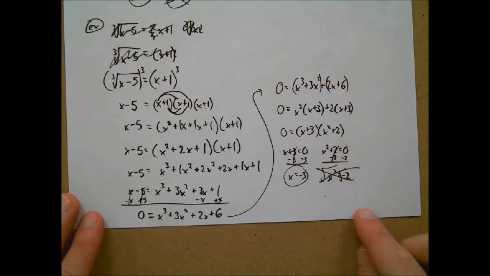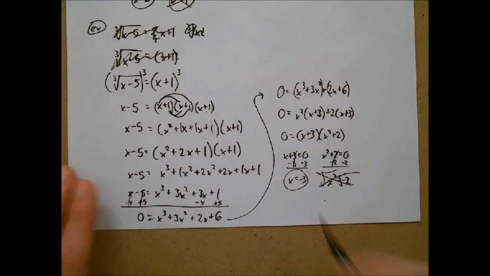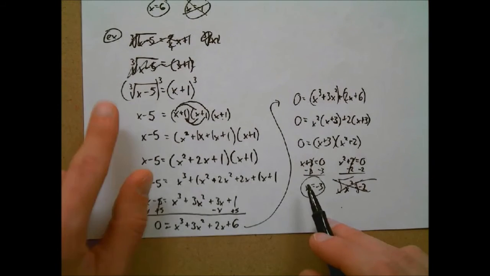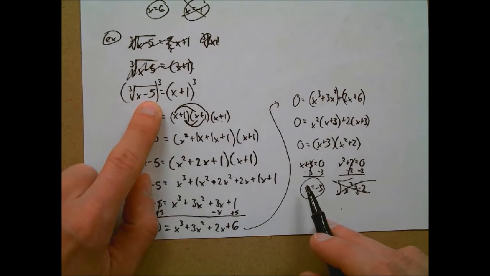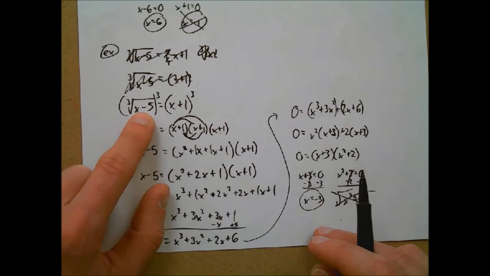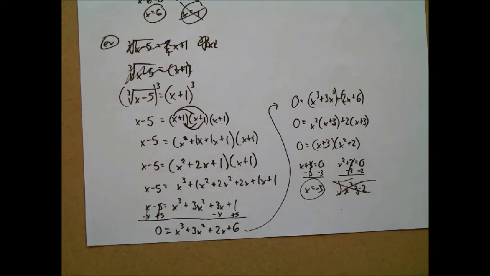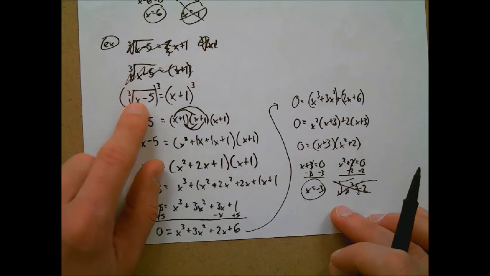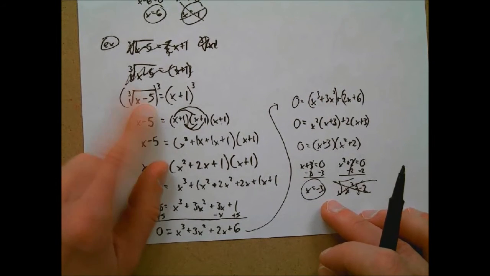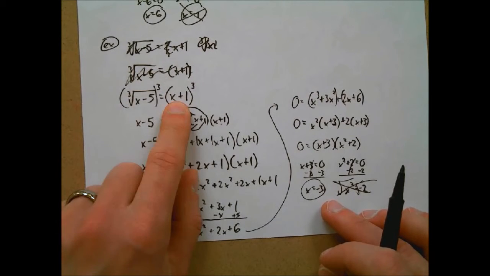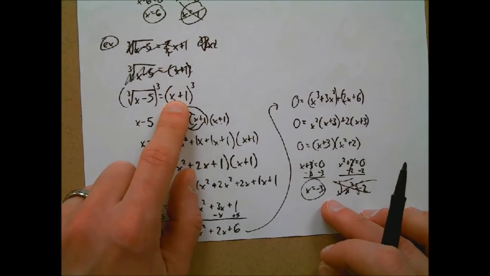But we should check it back in just to make sure that it does work. So let's see here. -3 minus 5 is -8. The cube root of -8 is -2. -3 plus 1 is -2. It checks. So that is our final answer right there.